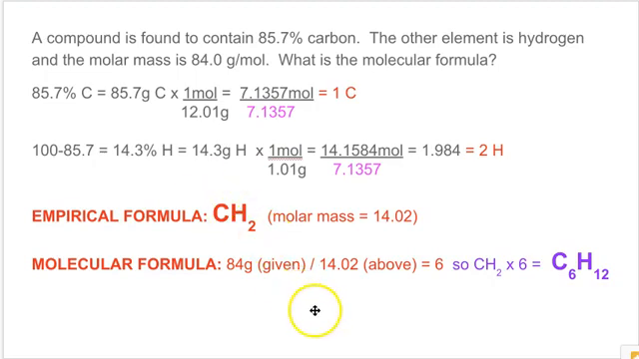So here's the answer. And why don't you pause the screen and compare it to what you wrote down and see if you got the same thing that I did. With an answer, empirical formula is CH2, your molecular formula is C6H12. So take a pause and make sure that you have the same formulas that I do.